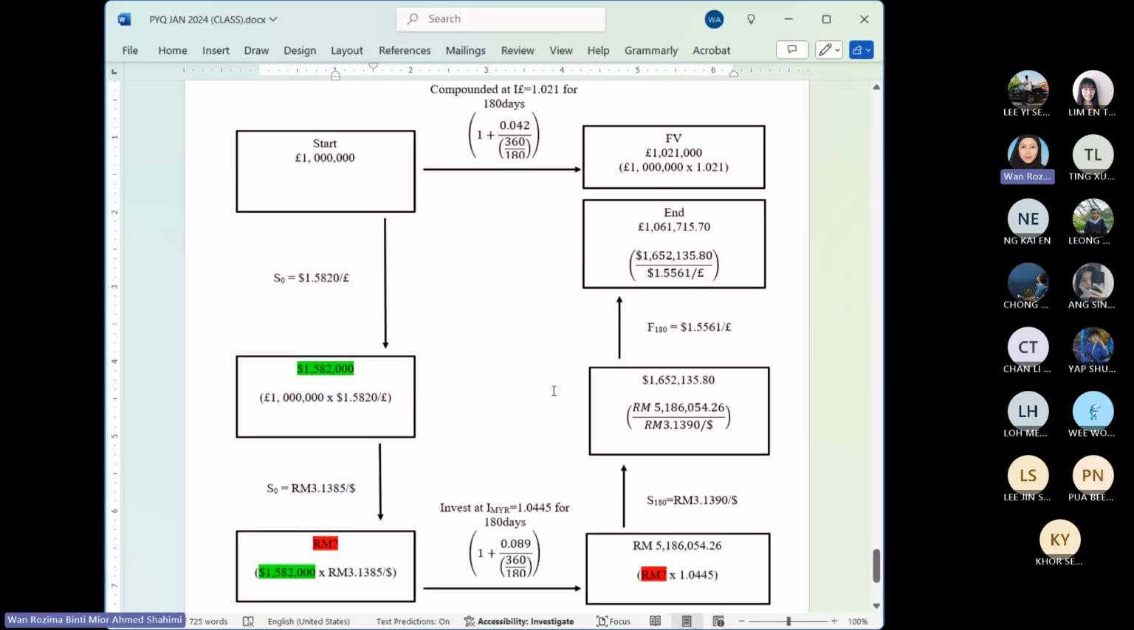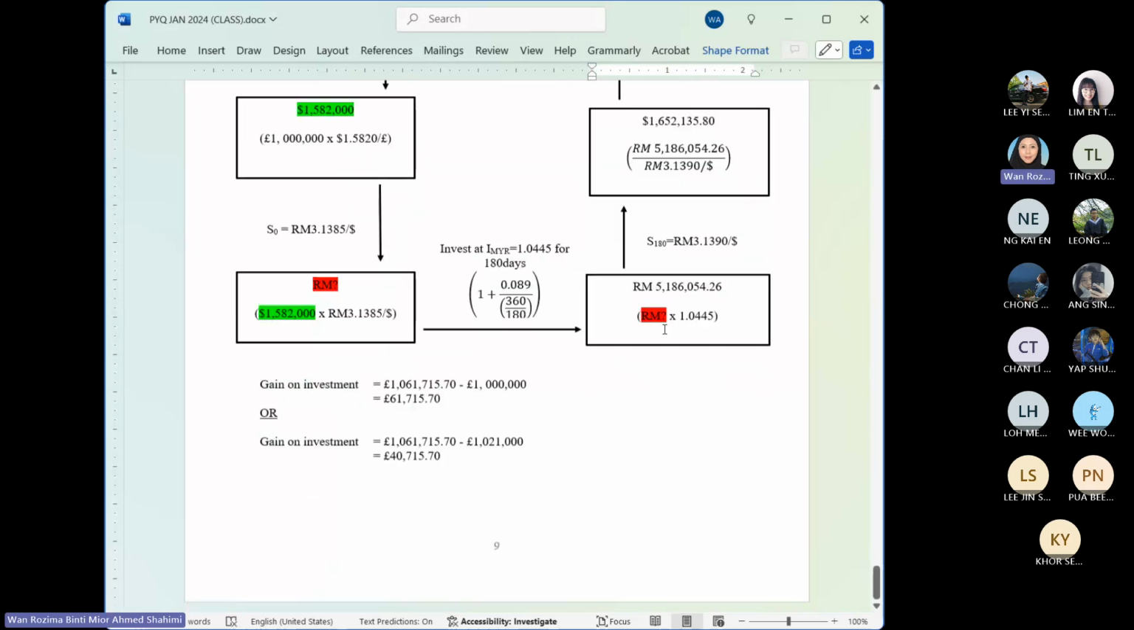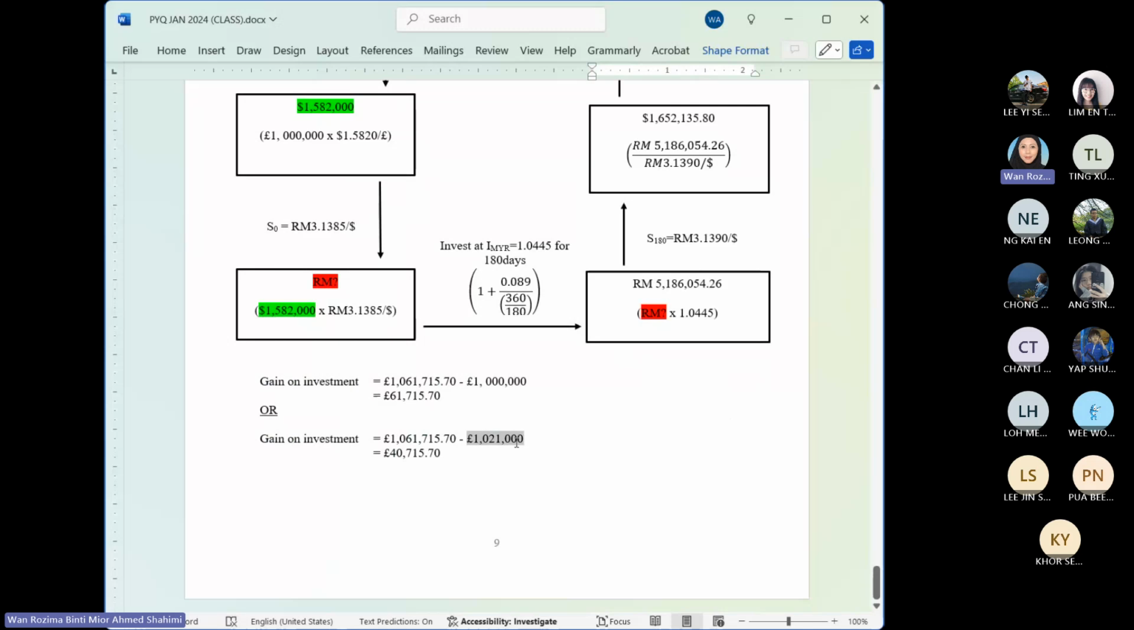So for the real answer scheme, you need to find the present value or future value of this. We believe that 1 million today will grow to 1,021,000 six months from now. So that's why they have this answer, and then minus this.